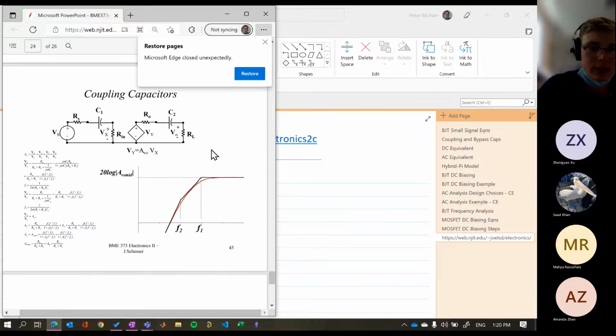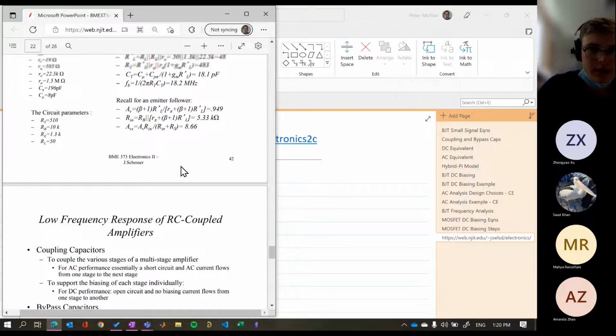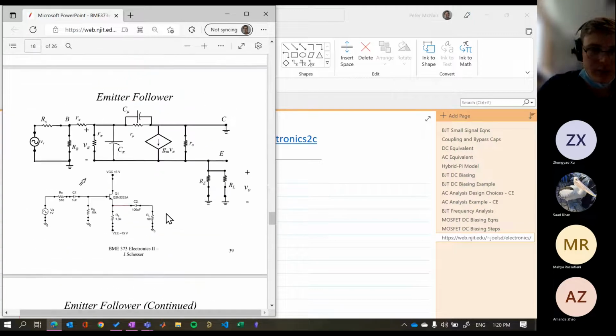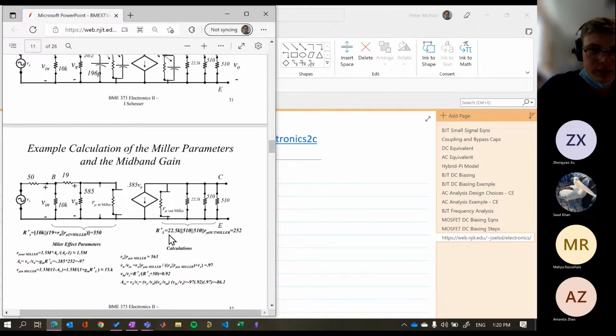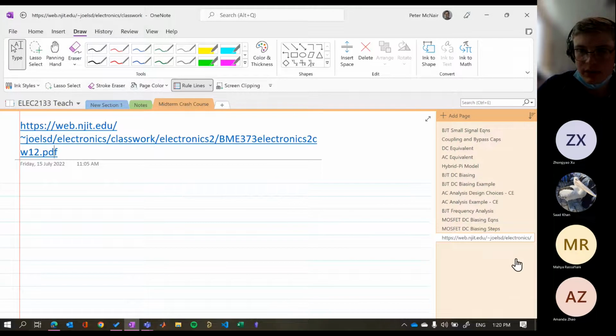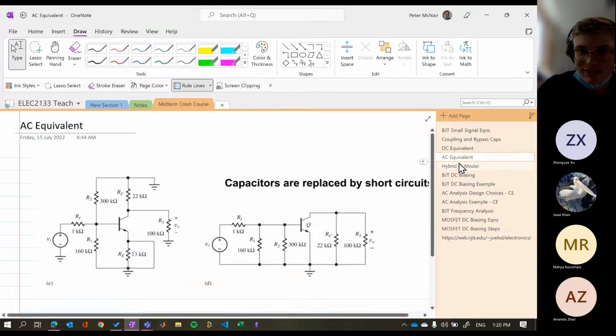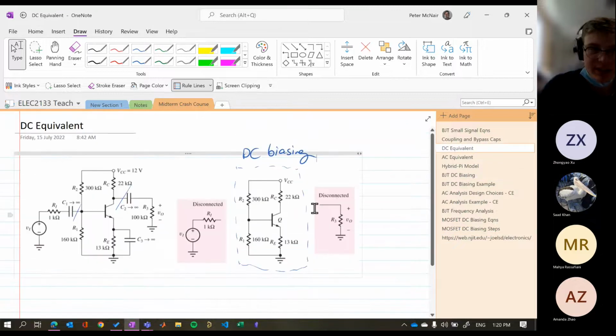Yeah, so here we get a really good overview of our different frequency responses. And this is also going to be what we're using for our frequency response of the emitter follower. So get keen for that one. Where was I? Yeah, so the DC equivalent.